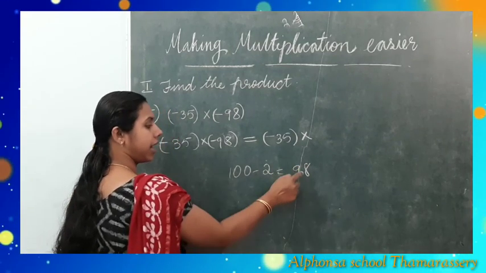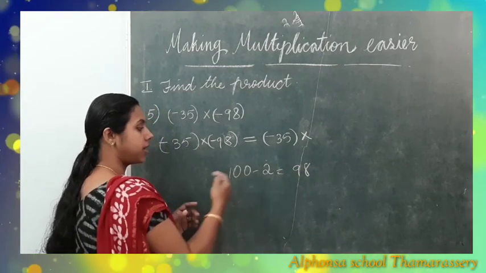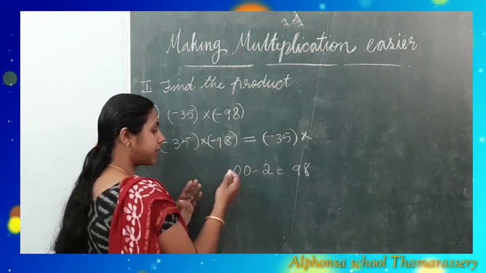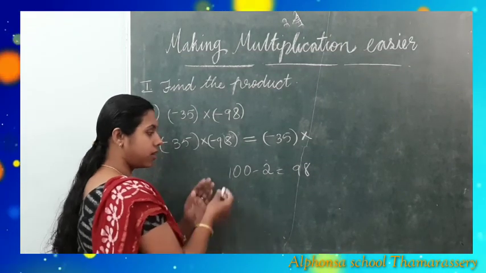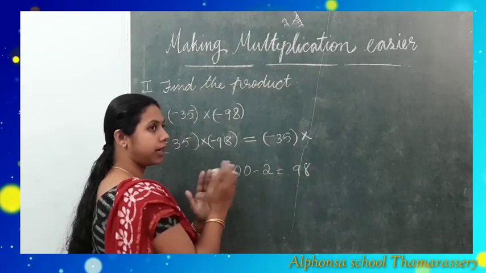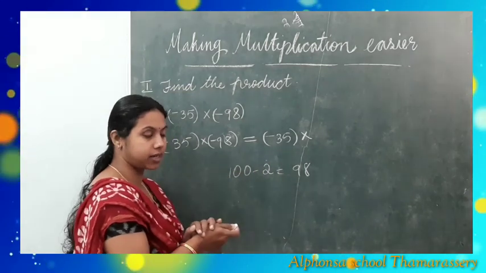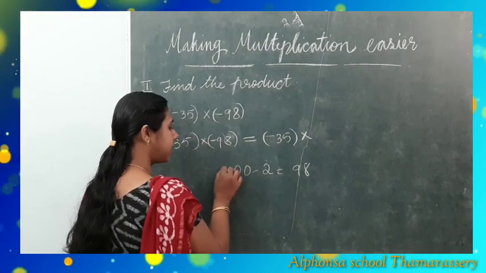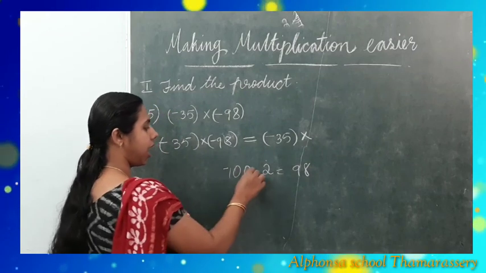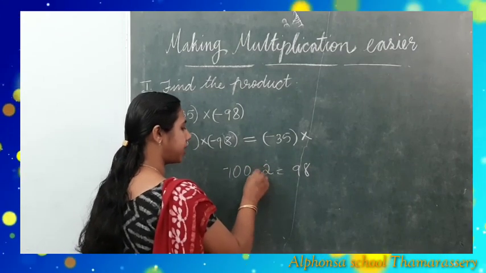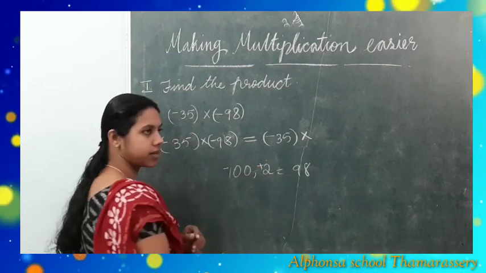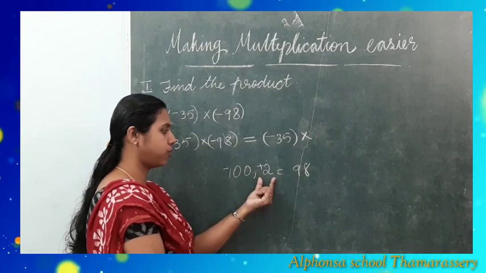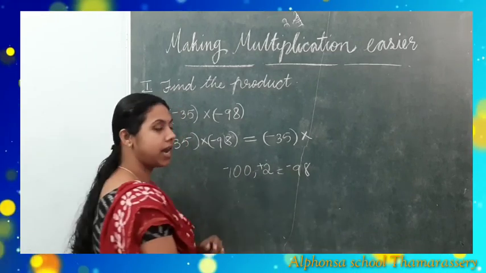But we want to get negative 98. So which number is a negative number here? That means the pair of numbers is 100 and 2. If you subtract those two numbers, we will get 98. But we want to get the answer minus 98. So you should take the bigger number with the negative sign, and the smaller number as positive. So now it will be minus 100 plus 2, you will get minus 98.